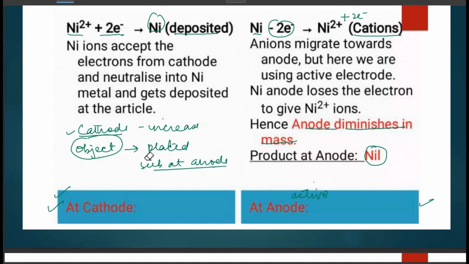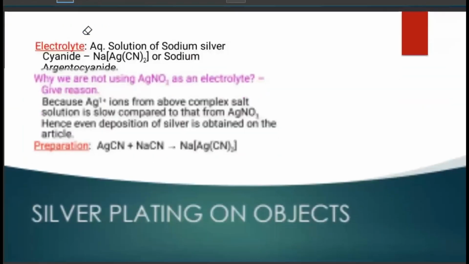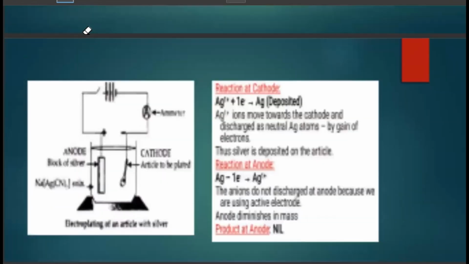Now observation will be the solution color, the electrolyte color will remain the same, but the anode, because it is diminishing, it's reducing in size because the anode is jumping as an anion. So the size of the anode will shrink and the size of the cathode will increase because the deposition is taking place. We move on to the next process here.